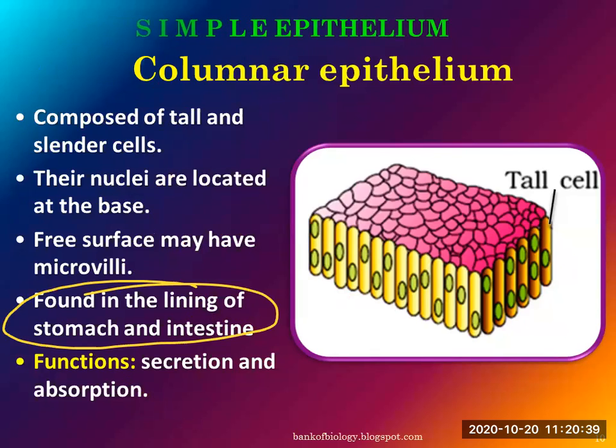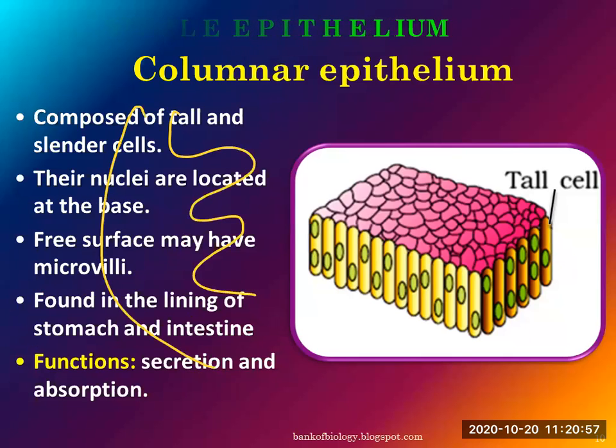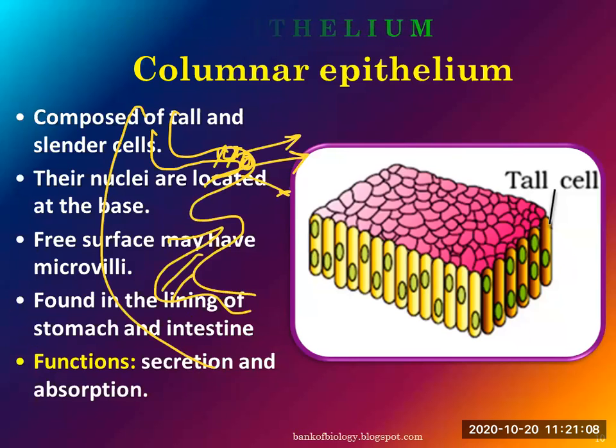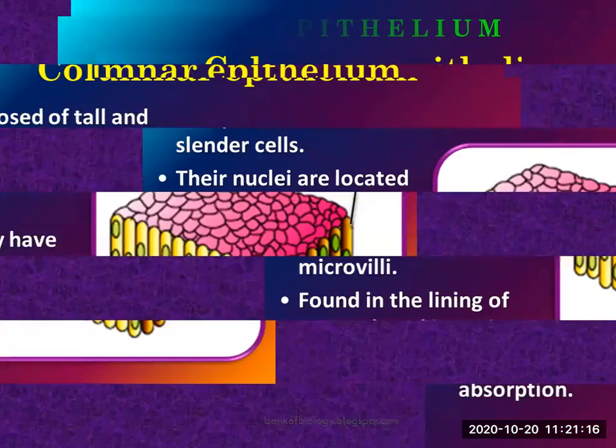Location: found in the lining of stomach and intestine. Function is secretion as well as absorption. That means in various places, in the case of stomach, the columnar epithelium acts as glandular cells; they secrete HCl, they secrete pepsinogen, likewise. In case of intestine, the same columnar epithelium secretes and also absorbs the digested food material. So that's why we say it is for secretion as well as absorption.